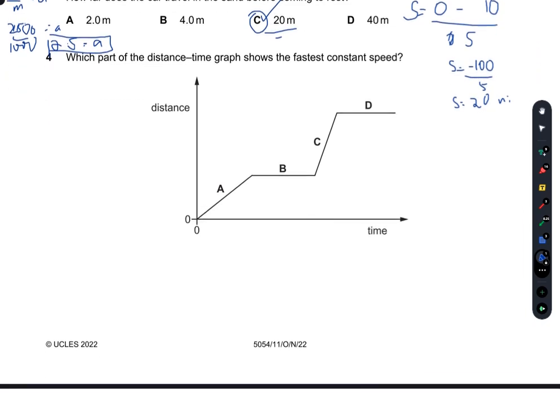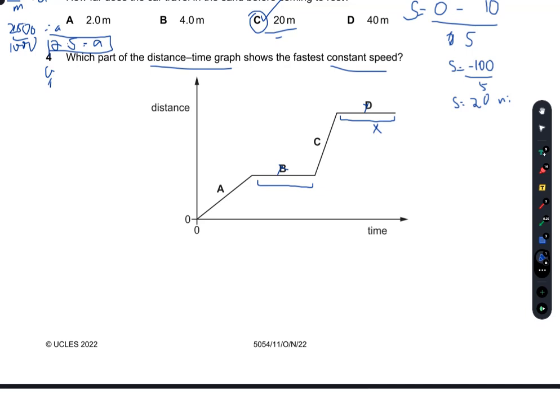Question number 4 is, which part of the distance time graph shows the fastest constant speed? So during B and D, the distance remains the same, which means there is no speed here. The distance is constant, so the body has stopped during B and D. So B and D both are incorrect.